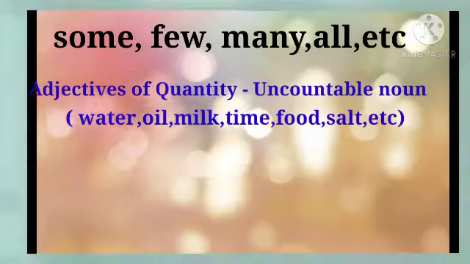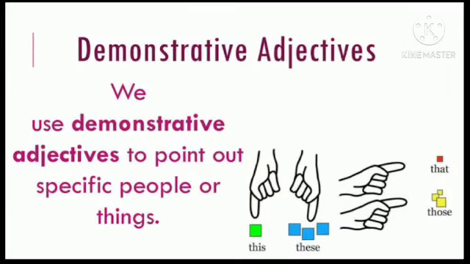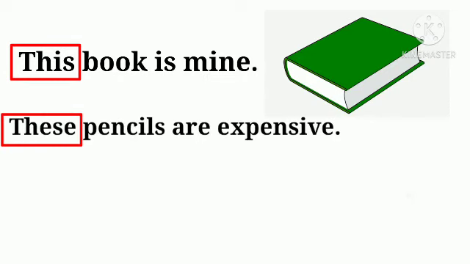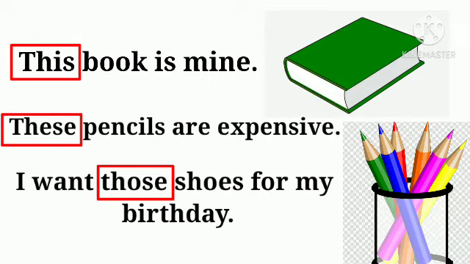Fourth, demonstrative adjectives. It is a word that points out a person, thing, or animal. Here are the 4 demonstrative adjectives: this, that, these, and those. For example, this book is mine. Here I am pointing out the book. Let's see few more examples. These pencils are expensive. I want those shoes for my birthday.